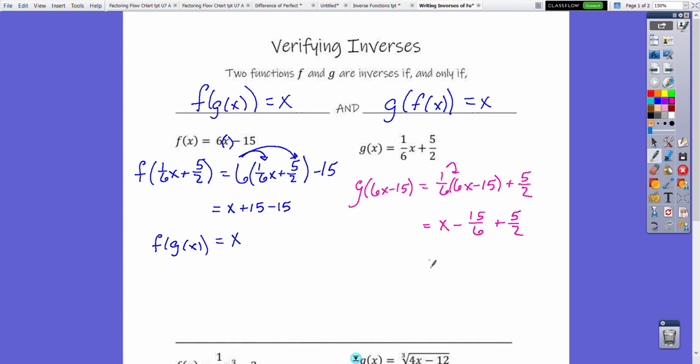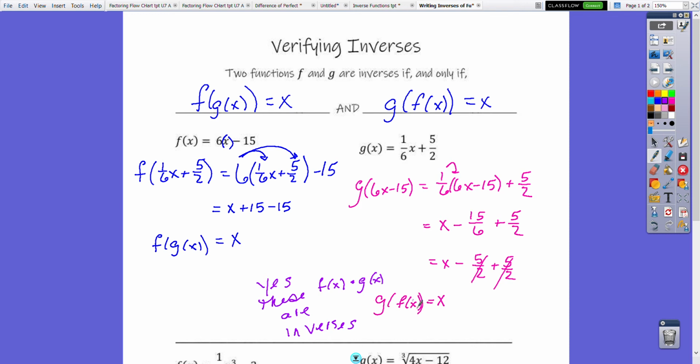Well, let's reduce this 15 over 6. So x minus 5/2 plus 5/2. So I have x, negative 5/2 plus 5/2 cancel each other out. So I'm just left with x. So in this case, g of f of x also gave me x. So yes, these are inverses. And I really should say not these. Yes, f of x and g of x are inverses.